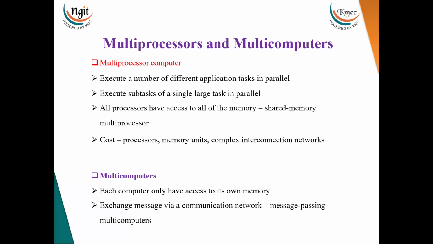By using the multiprocessor we can perform parallel tasks. If different applications are there, then different processors will execute the different applications. Or if only a single task is there, then the single task will be divided into parts, and each processor will take care of each part. Thereby the system speed will increase.